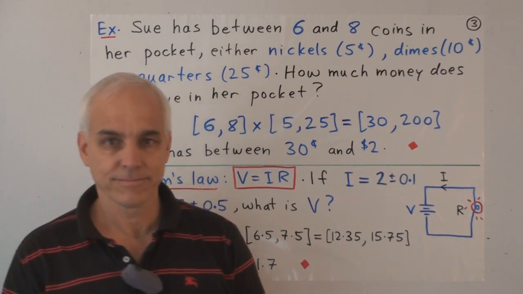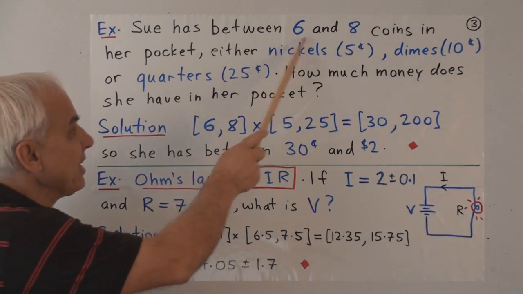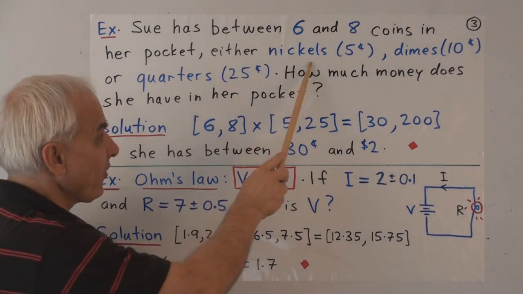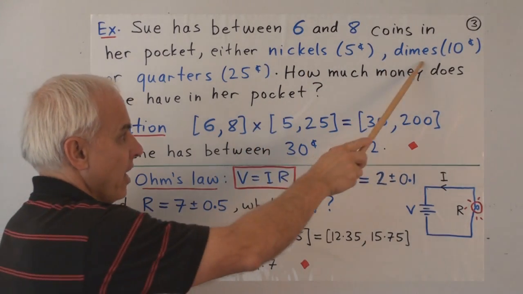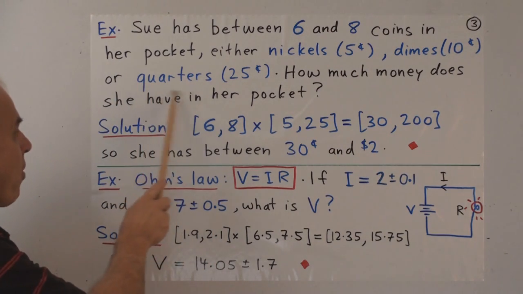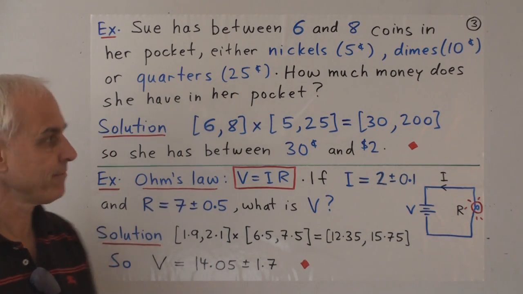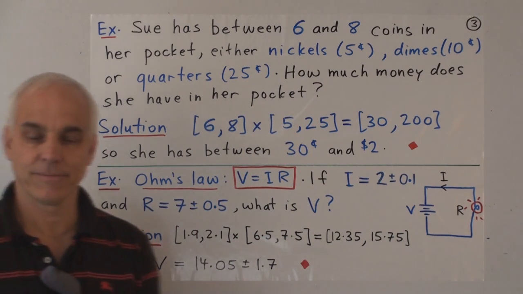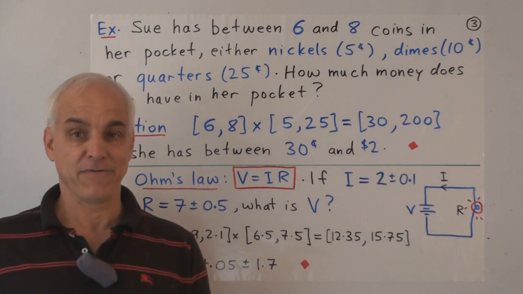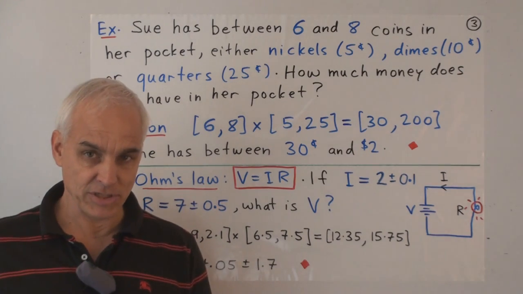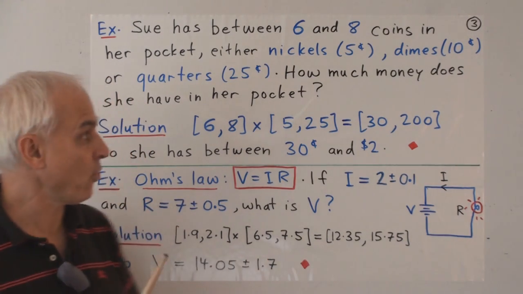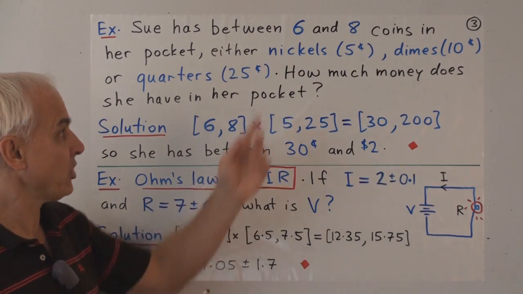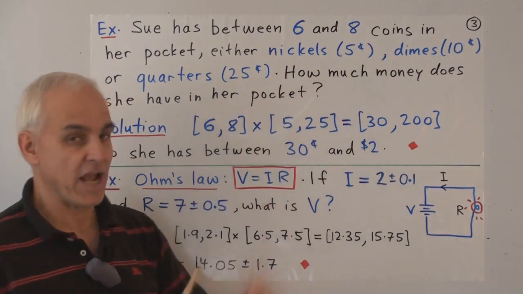Here's another example. Sue has between 6 and 8 coins in her pocket. And the coins are either nickels worth 5 cents, dimes worth 10 cents, or quarters worth 25 cents. We'd like to know how much money does she have in her pocket? Well, we can't say for sure because there's uncertainty. There's uncertainty in two different ways. We're not sure how many coins she actually has, and we're not sure which coins she actually has.